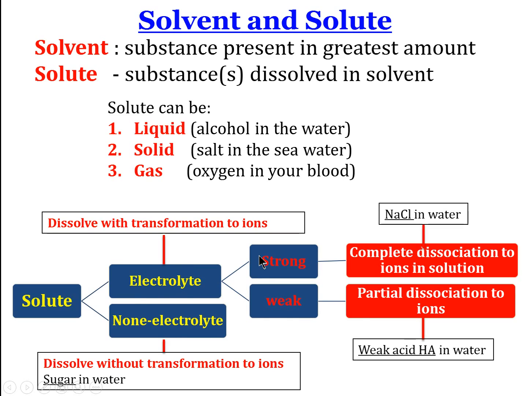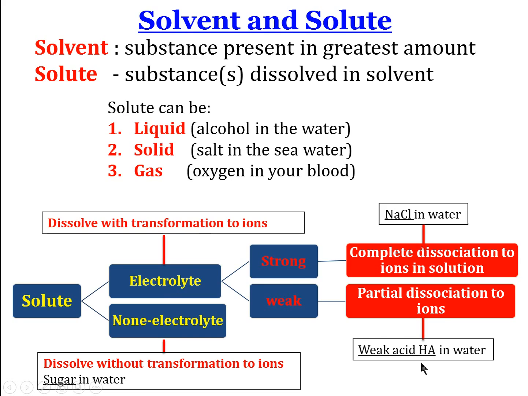The electrolyte is also two types. If the dissolution of the electrolyte in solution to ions is complete, for example, consider NaCl in water, 1 mole of NaCl will form 1 mole of Na plus and 1 mole of Cl minus. So the dissolution of NaCl in water is complete and it will dissociate completely to ions. So NaCl is a strong electrolyte.